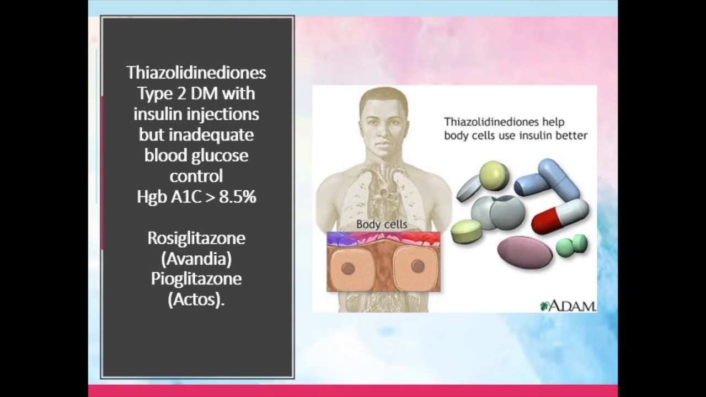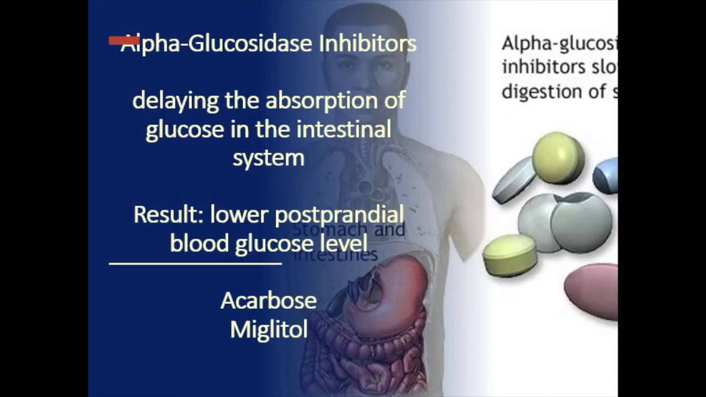So examples of this are your rosiglitazone, and then you have your pioglitazone. Okay, so commonly we use this in combination also with other OHA. So again, your thiazolidinediones is for type 2 diabetes with inadequate blood glucose control.